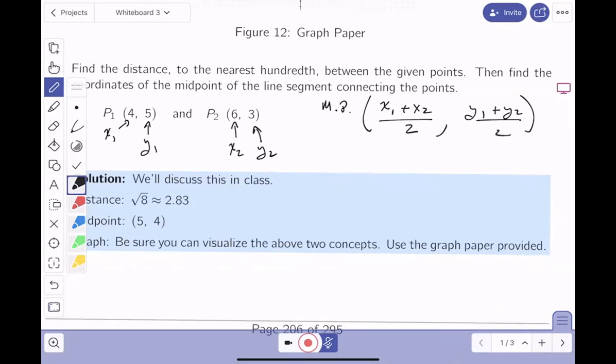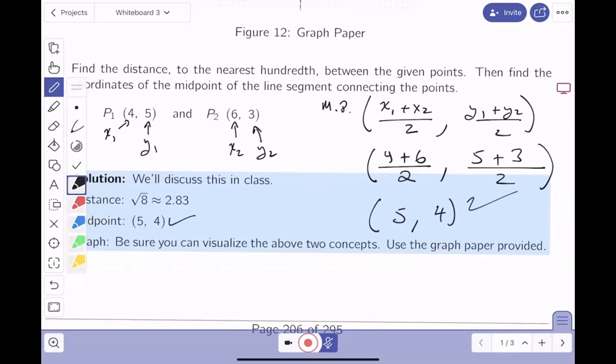Let's do the midpoint first. What's x1? 4. What's x2? 6. And I'll do that arithmetic later. What's y1? 5. What's y2? 3. We'll divide by 2. We'll check with the key. So what do you get? 4 plus 6 is 10. 10 divided by 2 is 5. 5 plus 3 is 8. 8 divided by 2 is 4. So I'm going to claim that's the midpoint, and we agree with them, and that's good news.